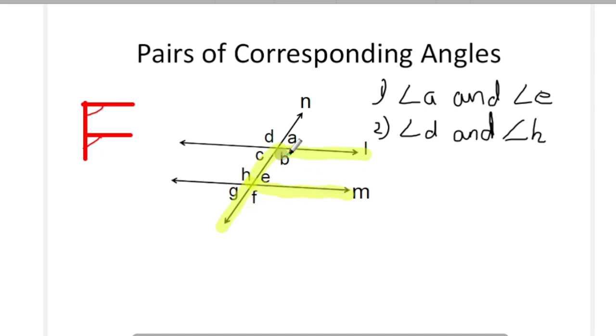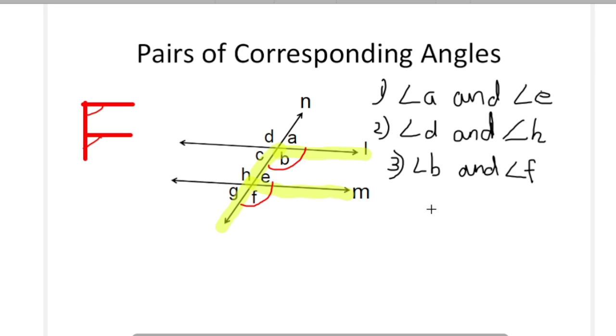Okay, see here also, again it is forming the shape of F. Now see this angle B and angle F. Angle B and angle F are a pair of corresponding angles. Always remember, for corresponding angles, remember the shape of the letter F. So angle B and angle F is the third pair of corresponding angles.